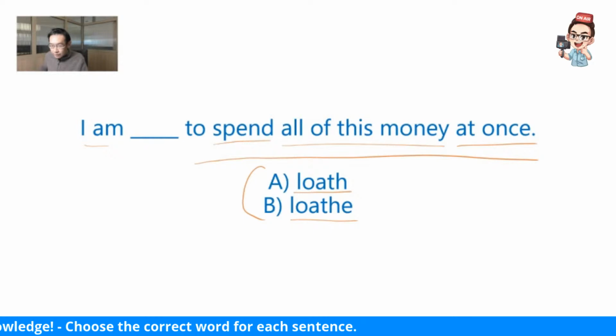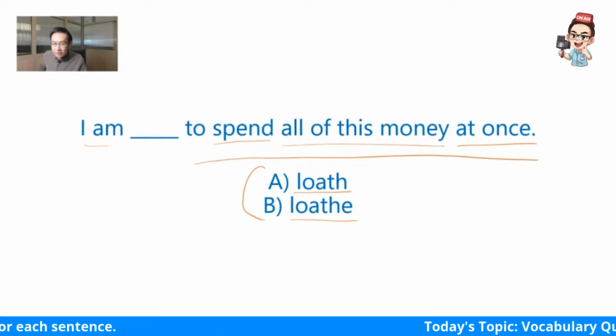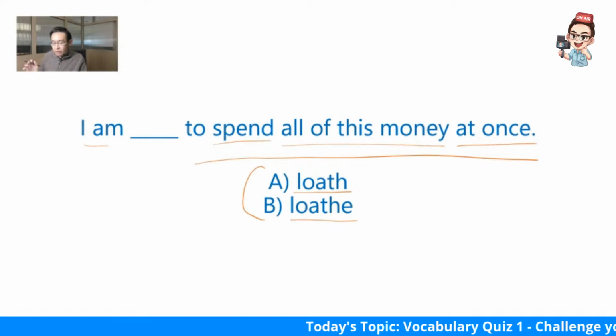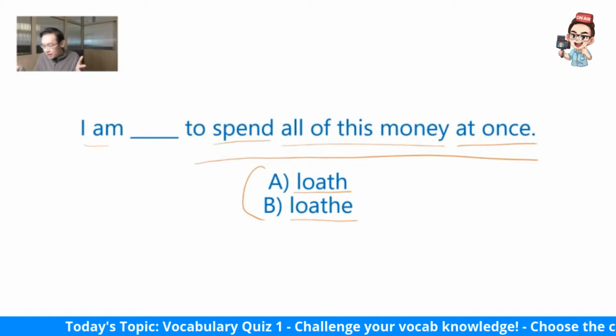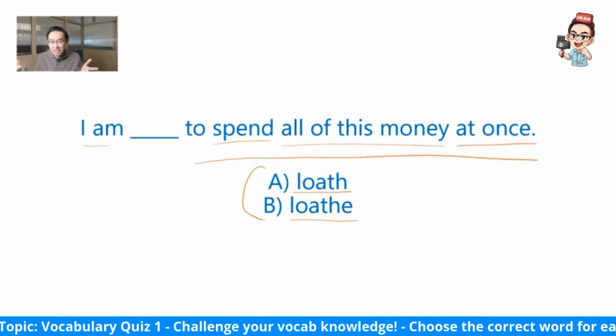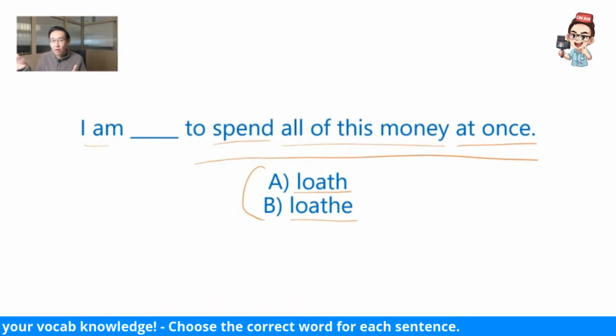We have A from Wasan. Okay, thank you. So now we know the approximate meaning of this sentence. Do we have any more guesses? Is it A or B? Is it A, loathe, or B, loathe?